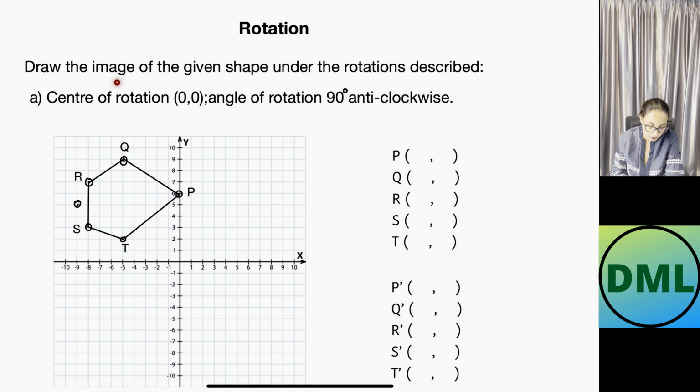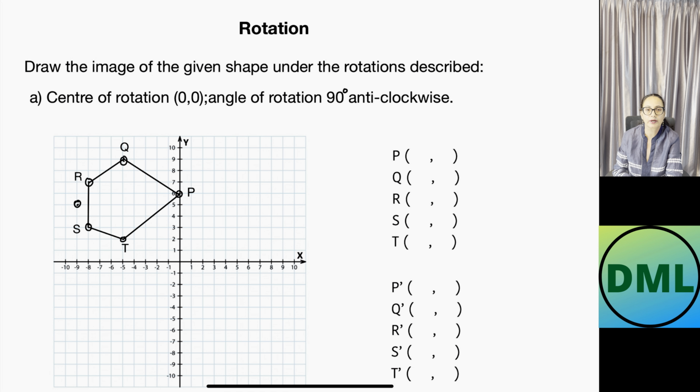Rotation. Draw the image of the given shape under the rotation described. Center of rotation, origin 0, 0. Angle of rotation 90 degree anti-clockwise. We have to rotate this shape 90 degree anti-clockwise. That means I am moving my shape from the second quadrant to the third quadrant. In the third quadrant, x is negative, y is also negative.